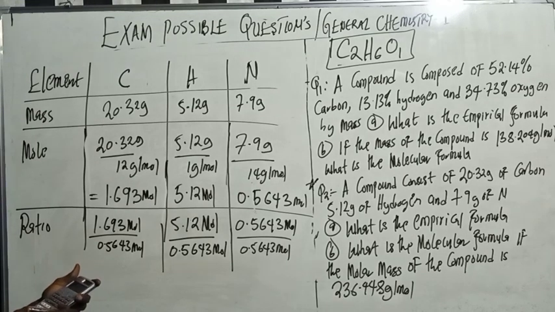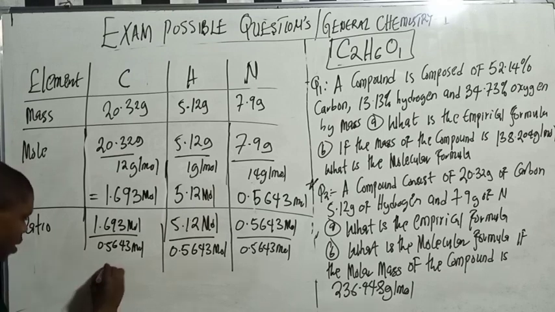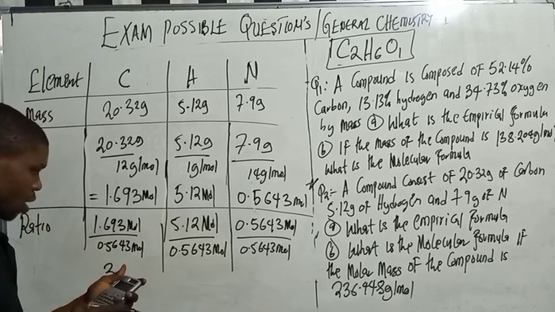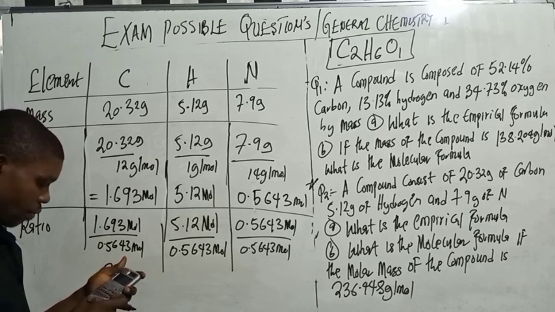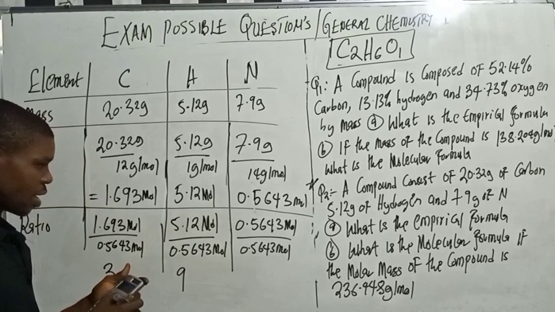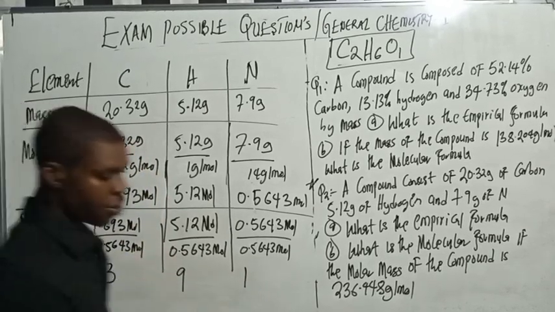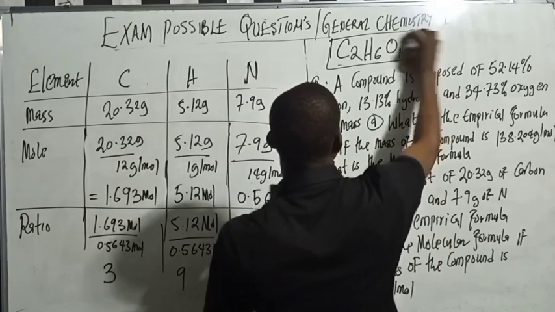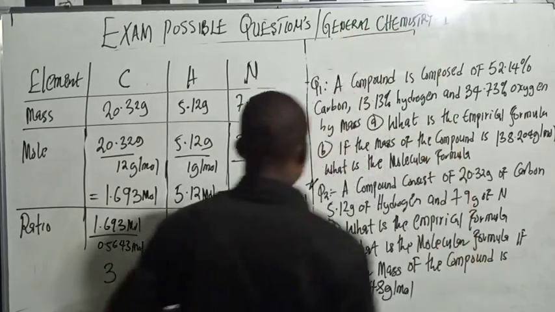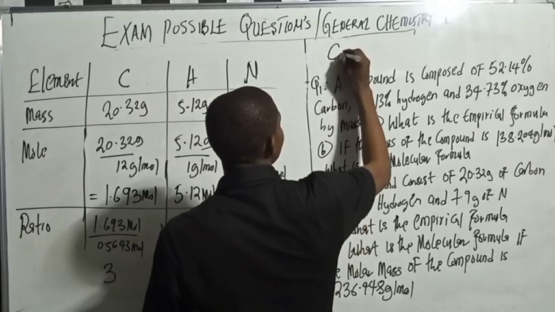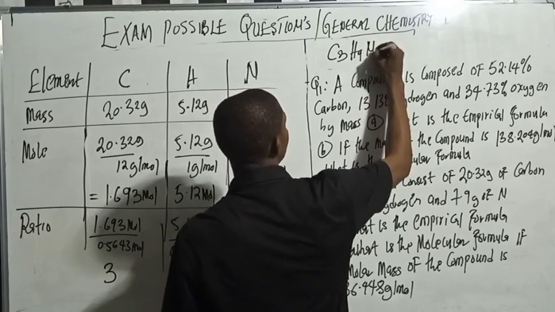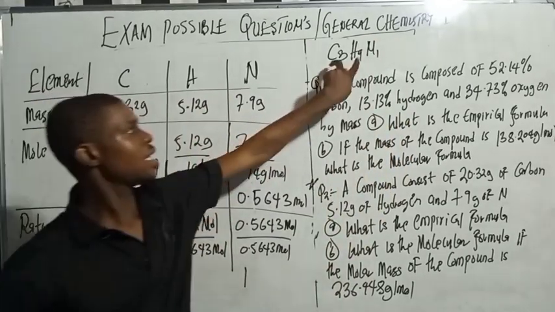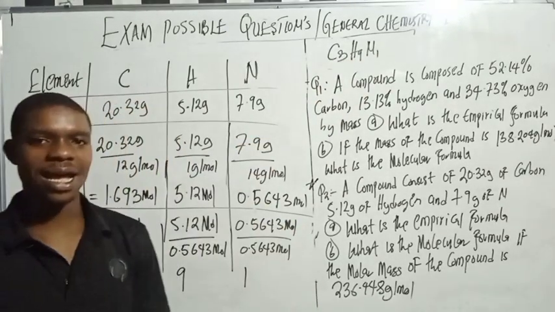1.693 divided by 0.5643 gives 3. Here we have 5.12 divided by 0.5643, which gives 9, and here we have 1. You see that? So my empirical formula, let me write this out, is C3H9N1. You can just drop the 1 there. That is my empirical formula.